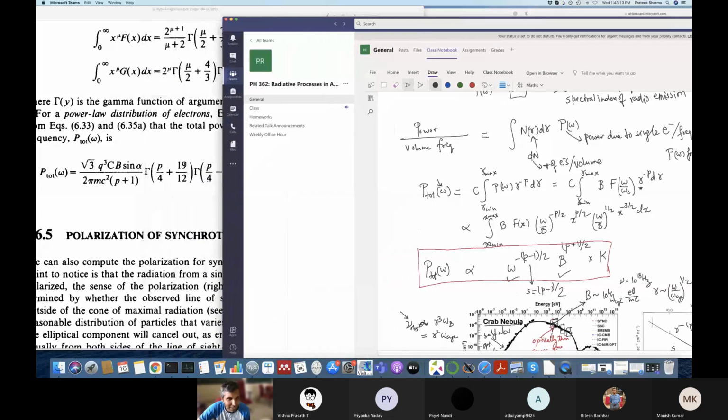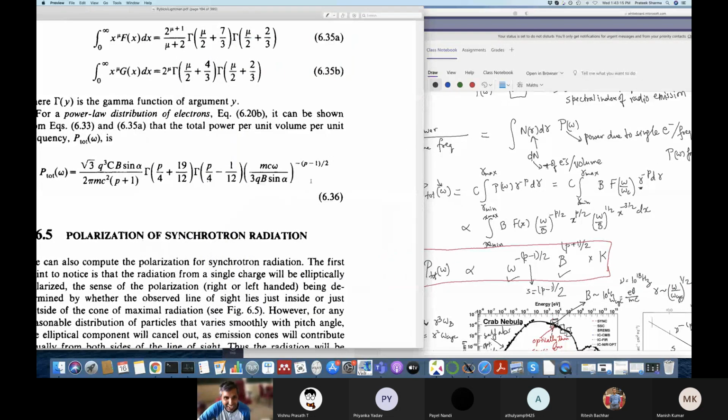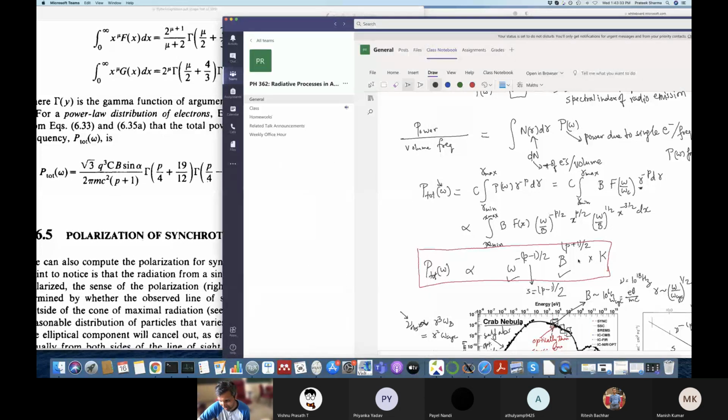Are people still there hanging out with me? So you see, this actually is plus 1 power and B to the minus 1. So minus 1 is plus. So this is minus 1/2. So 1 minus 1/2 is B to the plus 1/2 and B to the plus p. Which is correct actually.